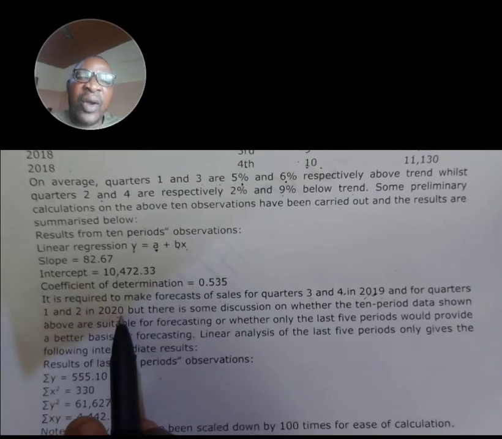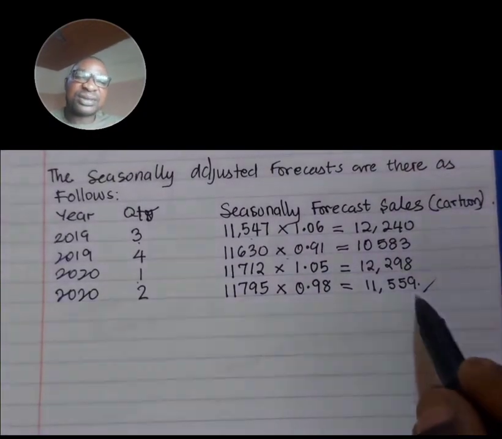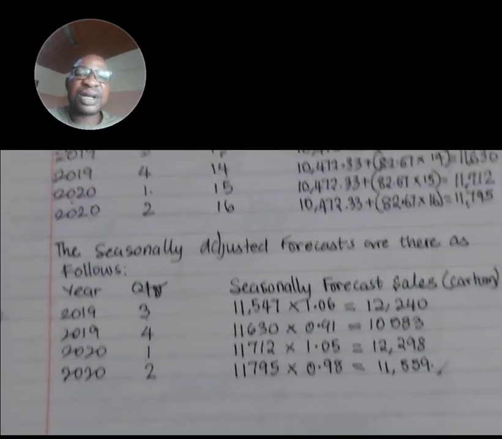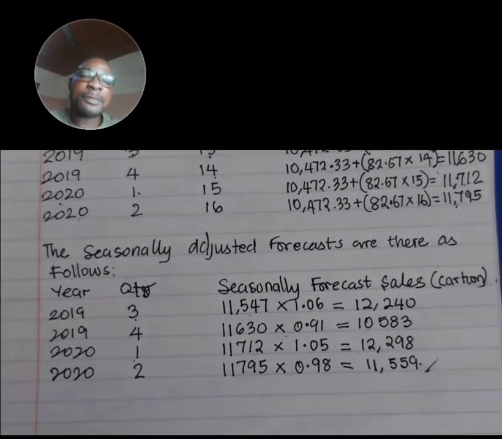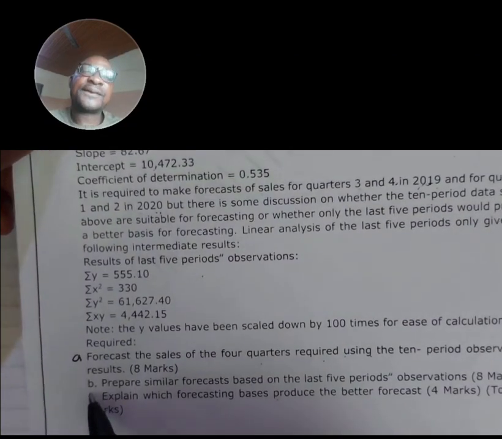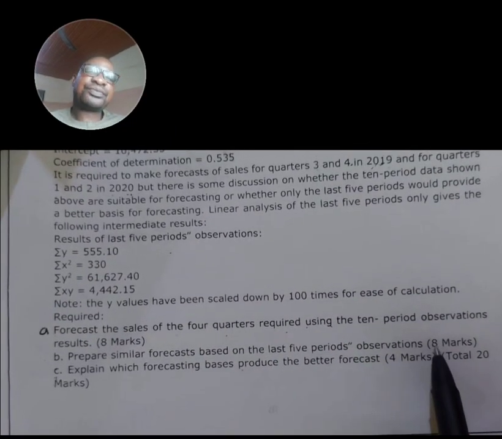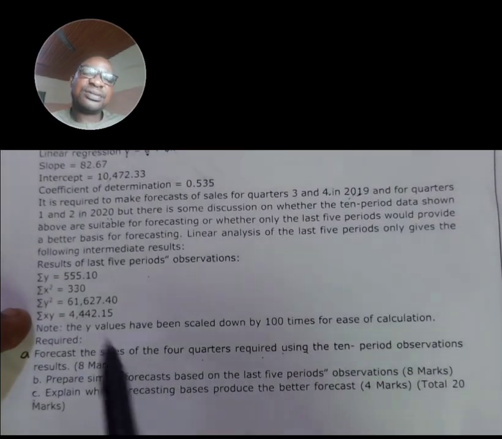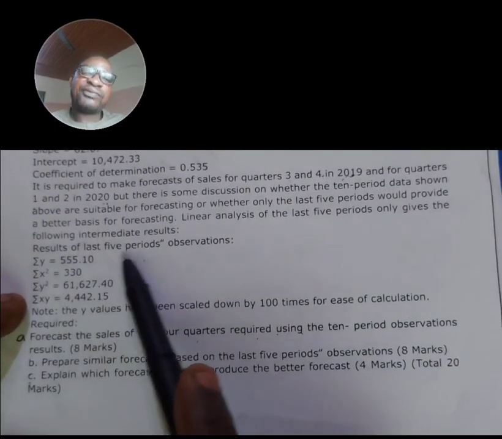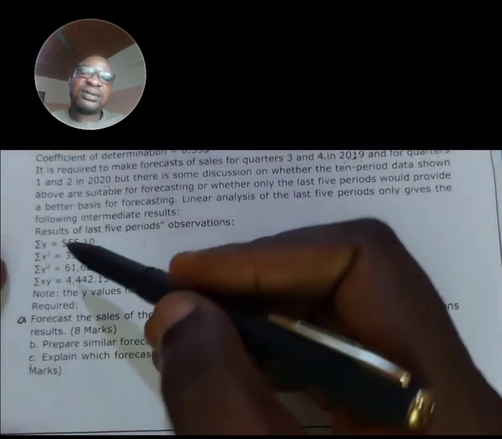So our question A has been answered, which says to forecast the sales of the 4 quarters required: quarter 3 and 4 in 2019 and quarter 1 and 2 in 2020. And the sales has been forecast. So I'm going to stop here. In the next video, I'm going to continue by looking at the B part. They said prepare a similar forecast based on the last 5 periods of observation. We are going to use this to determine our trend.